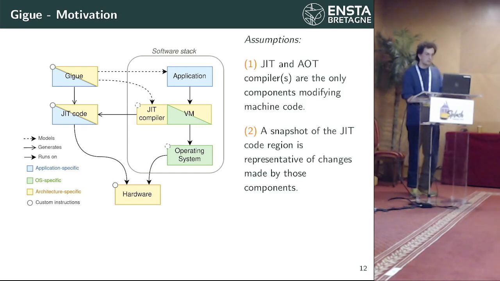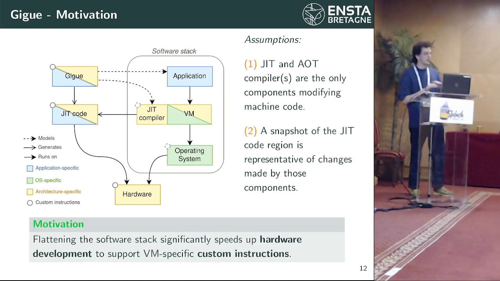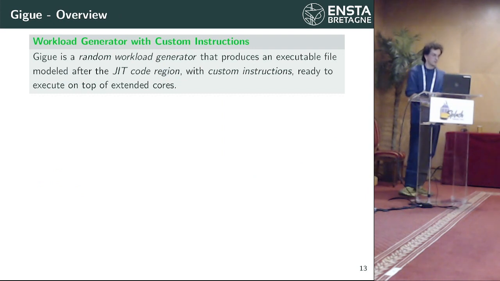So we make some assumptions. First, that the JIT and ahead-of-time compilers are the only components that are modifying machine code, and then that a snapshot of the JIT code region is representative of the changes that are made by those components. So this means that if we manage to get the JIT code region after a certain amount of time, we might say that it's representative of the application that's running. So our motivation is to flatten the software stack significantly so we can speed up hardware development and support VM-specific custom instructions. So, Gigue, which is the French for jitter in signal processing.